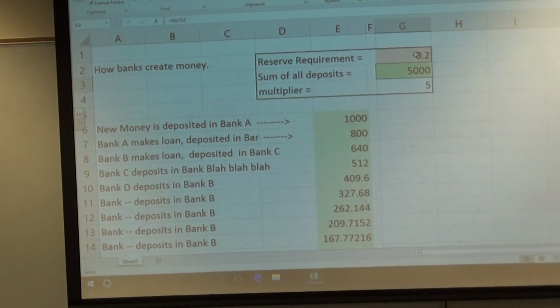So let's see. What if I cut it in half? Let's put this back at 0.1, and we're back at 10,000. Let's cut this instead of 10%, let's cut this to 0.05, which would be half of that. That's 5%. Now we've doubled the amount of money.